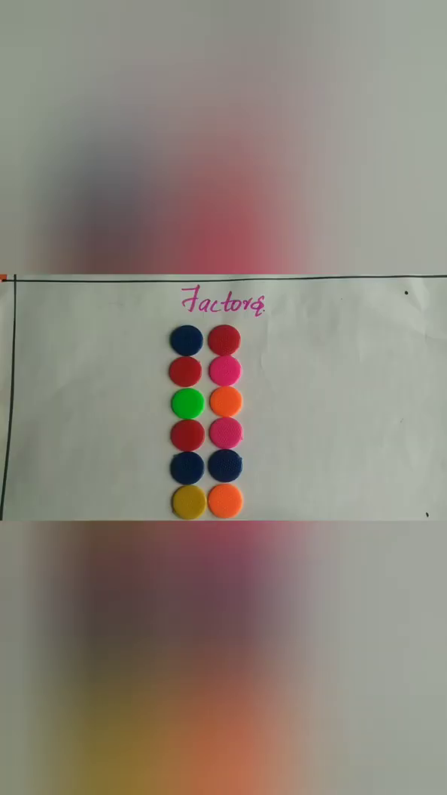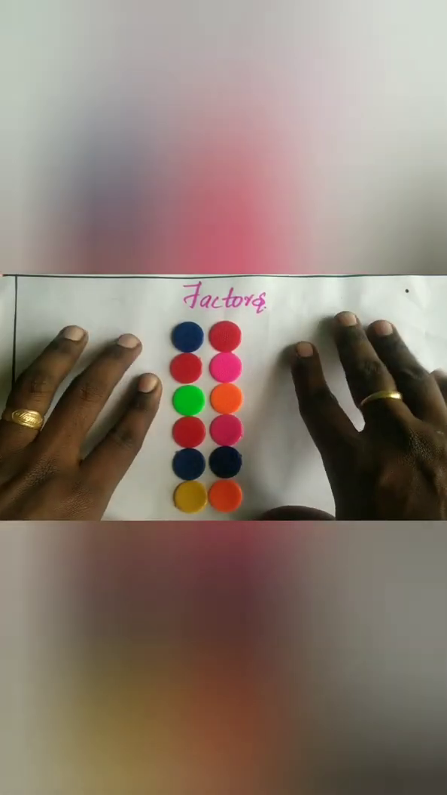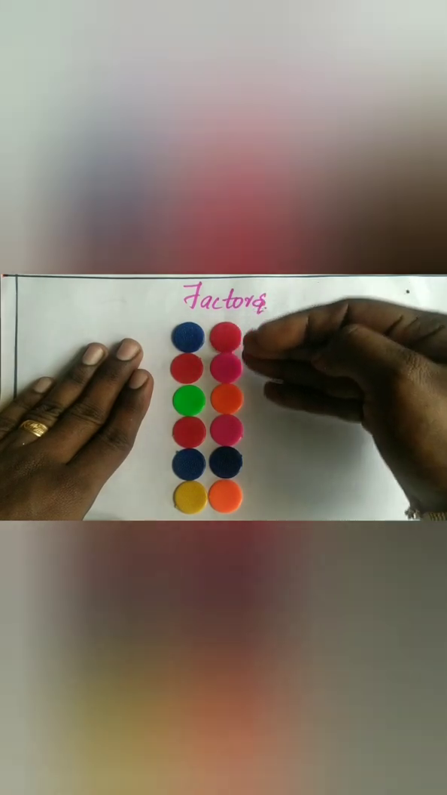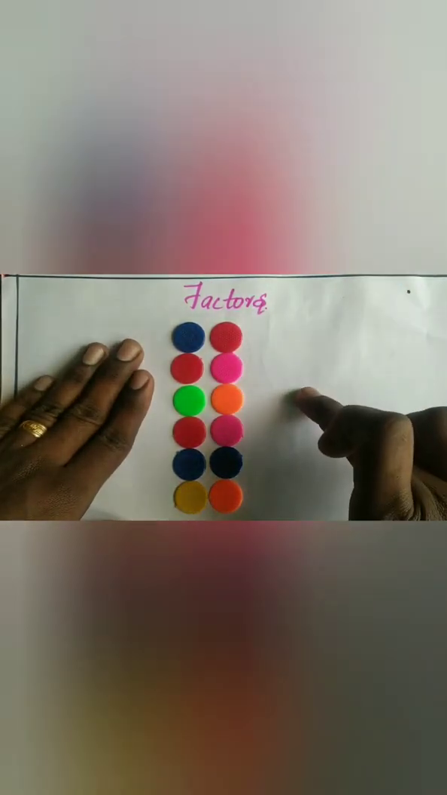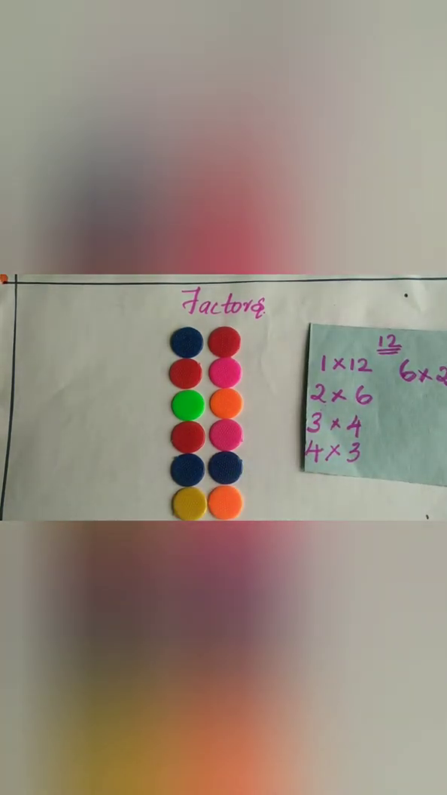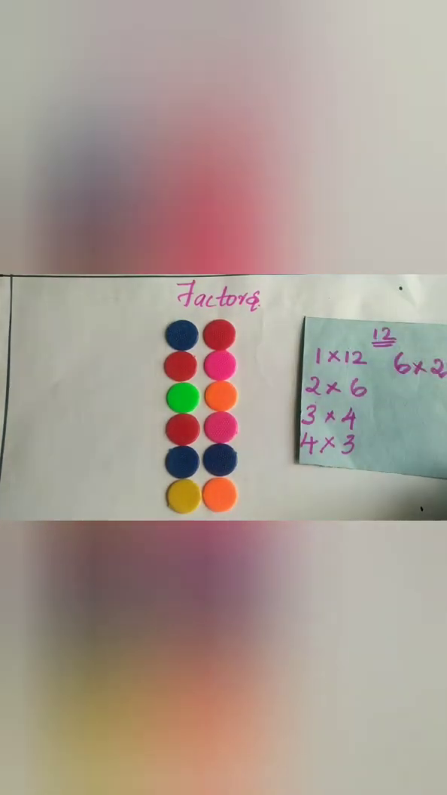Next, I am going to arrange these coins as 6 rows, so each row contains 2. Here I arrange these 12 coins into 6 rows: 1, 2, 3, 4, 5, 6. 6 rows in 2 columns. So how to write? How many rows are here? 6 rows. How many columns? 2 columns. What is the next possibility of arranging?